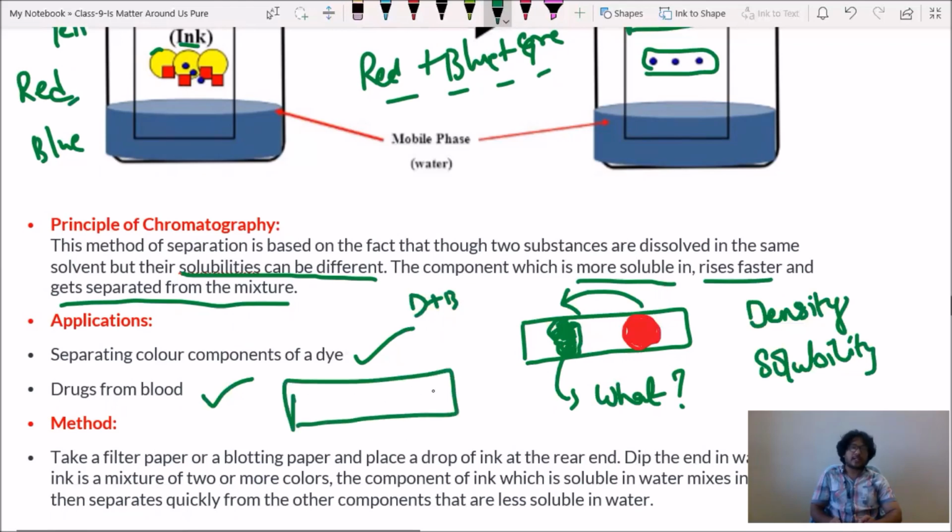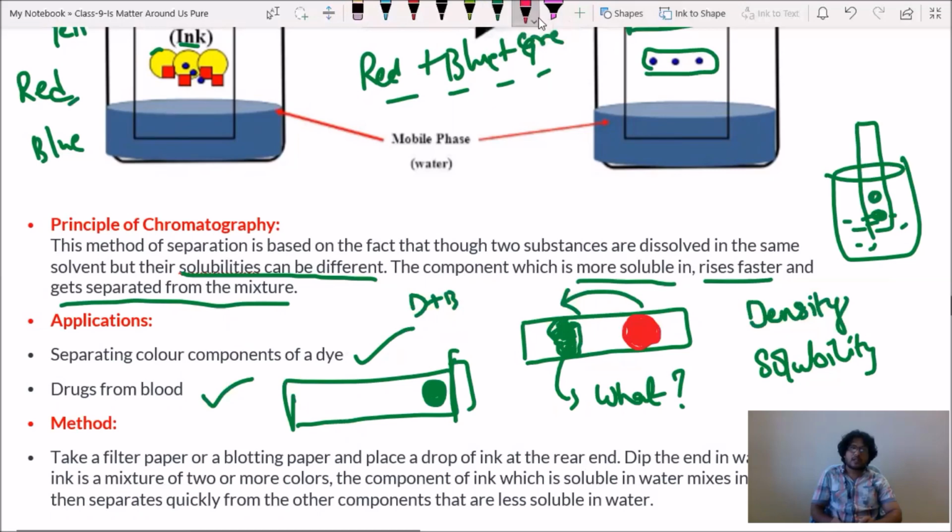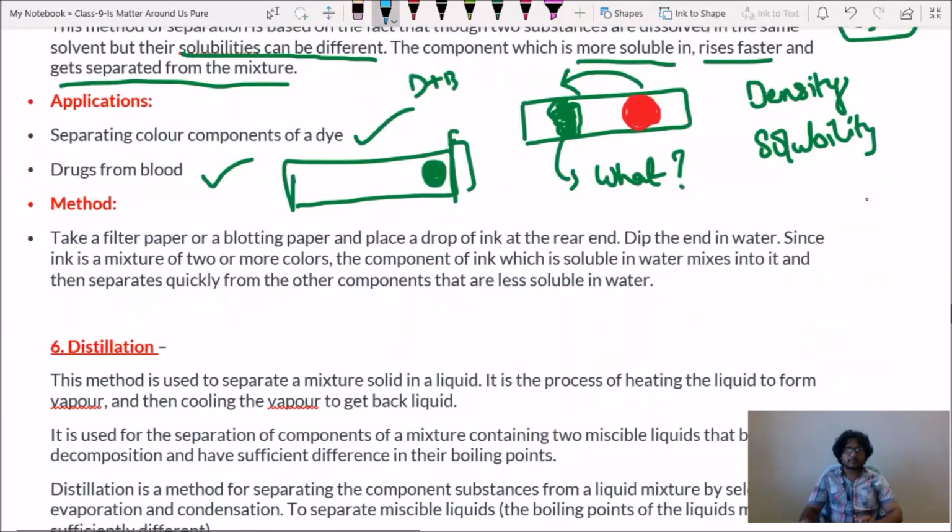You can take a strip, you can add one ink here. Consider you add ink which is a combination of two or more colors. After adding, you keep it near the water, I mean like this, in a beaker, take some amount of water and keep one strip inside it. After keeping, you can observe one color will be here and another color may rise up here and another color will come here and some other color will be here. Like that, you can separate colors from the ink.